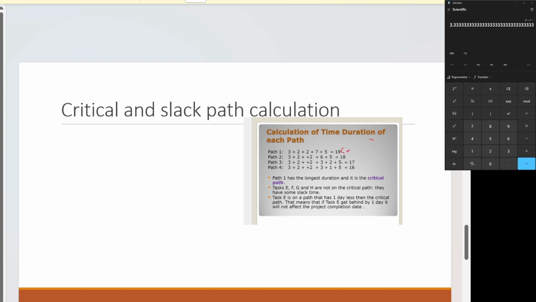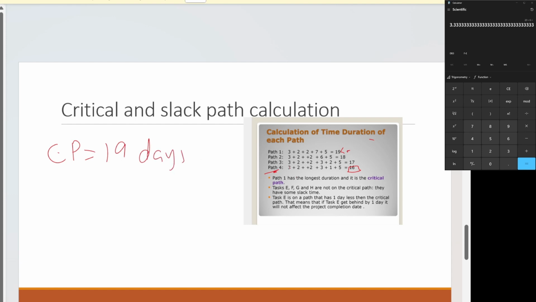Okay, so let's say, for example, you have been given a scenario in which the person decided to go with path 4. It would take them 16 days to do. So how many days can they delay this or these tasks without delaying the whole project completion? So you have to look at the path 1 or the critical path, which is 19 days. So critical path is 19 days.